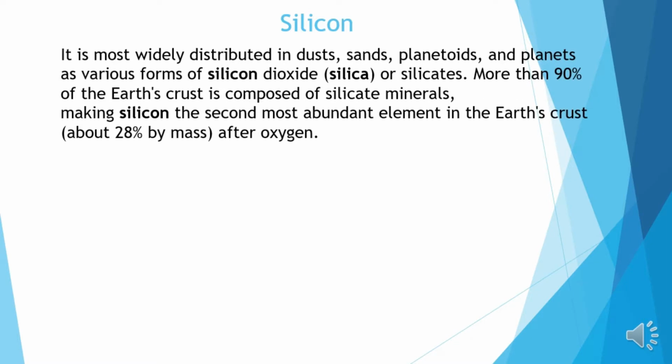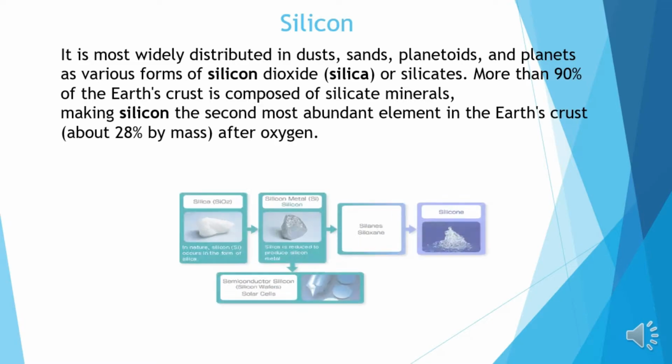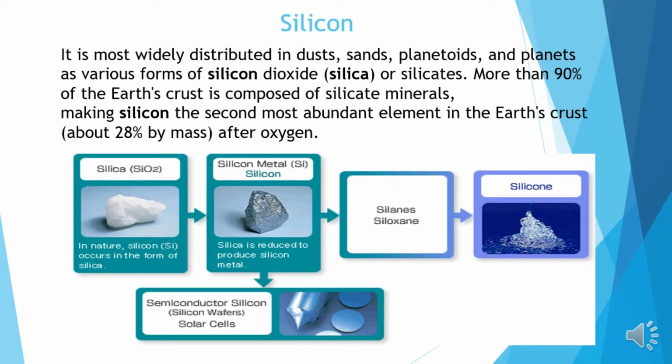Silicon is most widely distributed in dust, sands, planetoids, and planets as various forms of silicon dioxide, or we can call it silica or silicates. More than 90% of the Earth's crust is composed of silicate minerals, making silicon the second most abundant element in the Earth's crust, about 28% by mass, after oxygen. So we have solar cells or semiconductor silicon, and we can also get silicon.